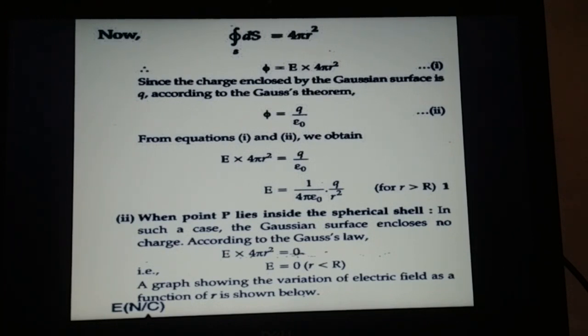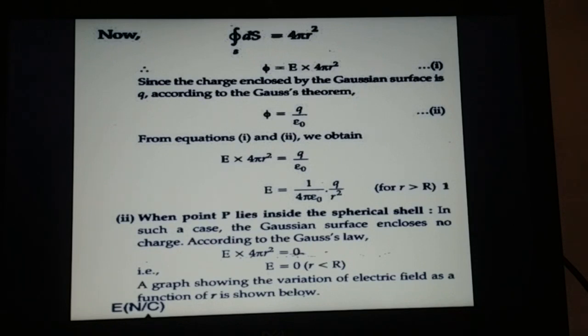When you are integrating ds over the surface, what will you get? You will get the total surface area of the Gaussian sphere. So what is the area of a sphere? Area of the sphere, you know, is 4 pi r square, where r is the radius. So which r do you have to use here, capital R or small r? Remember, always you have to keep small r, since small r is the radius of the Gaussian sphere.